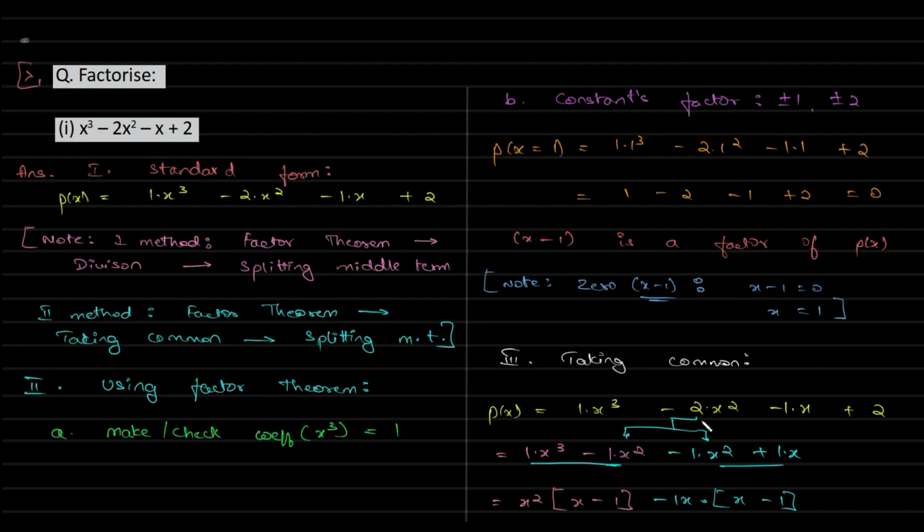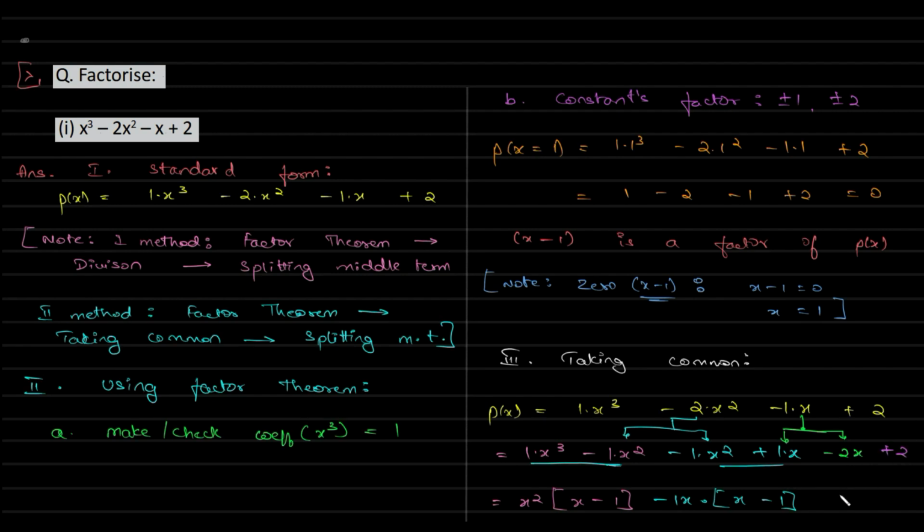Okay, this came from minus 2x squared. But how did we get plus 1x? That we got from minus 1x, by writing minus 1x as plus 1x and minus 2x. If you are able to understand this, you are done. And last, you just copy the last term.